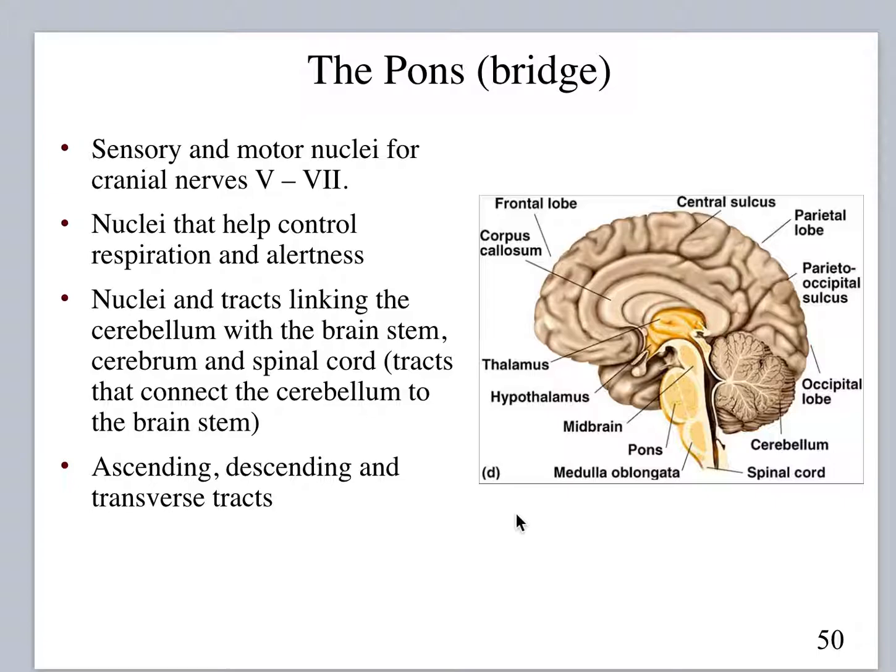The pons helps control alertness and respiration, and basically it's a bridge between the brain and the spinal cord. There's tracks going up and down from the cerebral cortex in the somatosensory area down to the spinal cord, and they intersect here in the pons area.